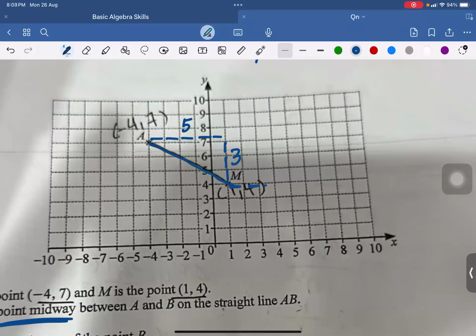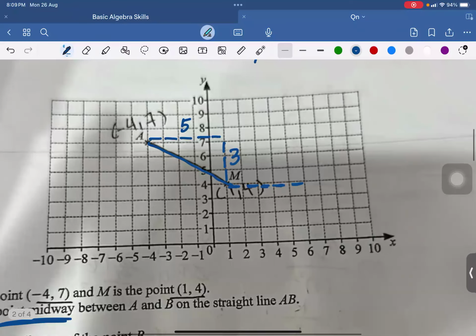1, 2, 3, 4, 5. Then go 3 squares down. 1, 2, 3. This one is going to be my point B. Because the A and the B, this portion is exactly the same. So I must make sure they are the same length. Okay, so this part is also 5, this part also 3.